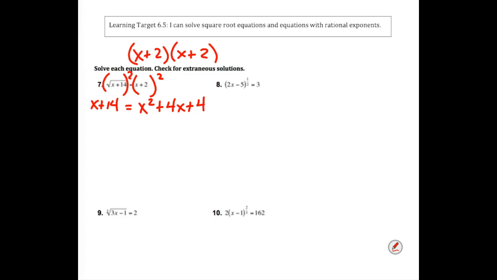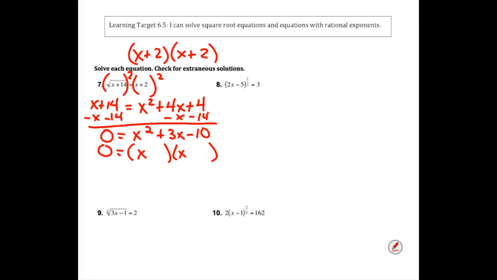Okay, we can get one side equal to 0, and then we would do what? Factor it. Yep. All right, so let's subtract the x over. Let's subtract the 14 over. We end up with 0 now on the left. On the right-hand side, we have x squared plus 3x minus 10. Is that factorable? What do we get to multiply to be -10 and add up to 3? Okay. So our solutions would be x being -5 or x being 2.